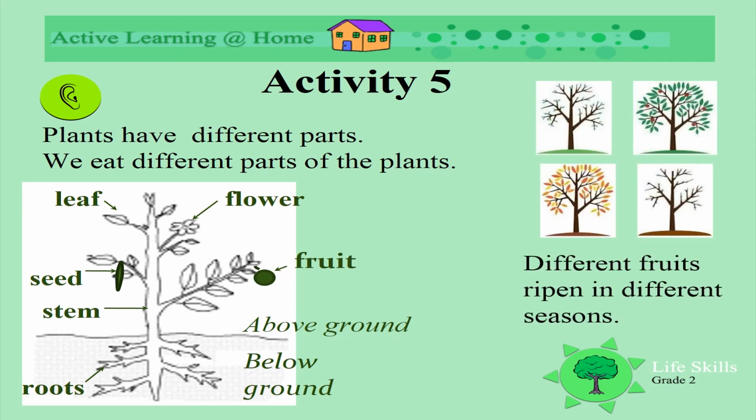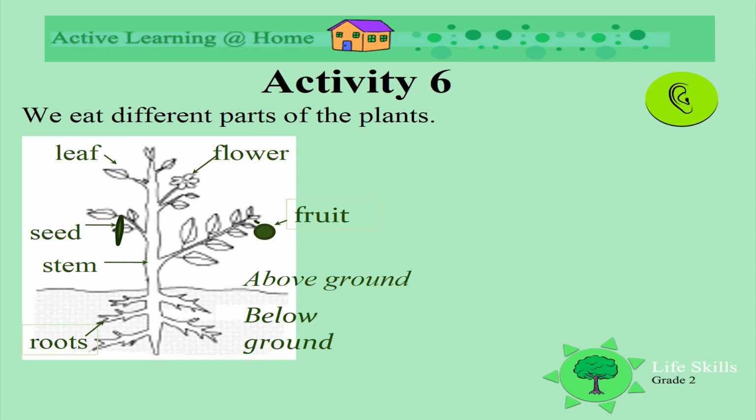We have different fruits that ripen in different seasons. Not everything ripens in summer. So all the year round, we have fruit and vegetables to eat. We eat different parts of the plants. So we've looked at what they are. Let's have a look at some examples.